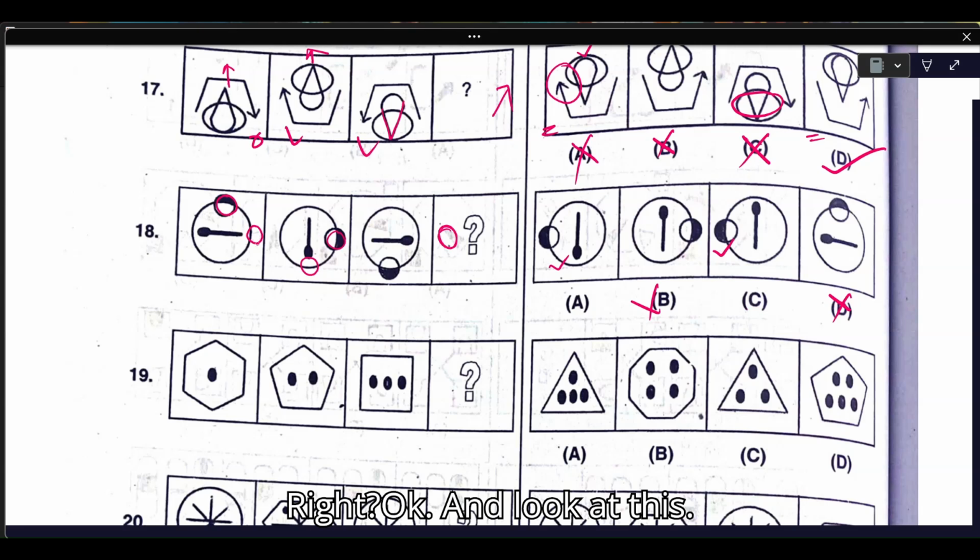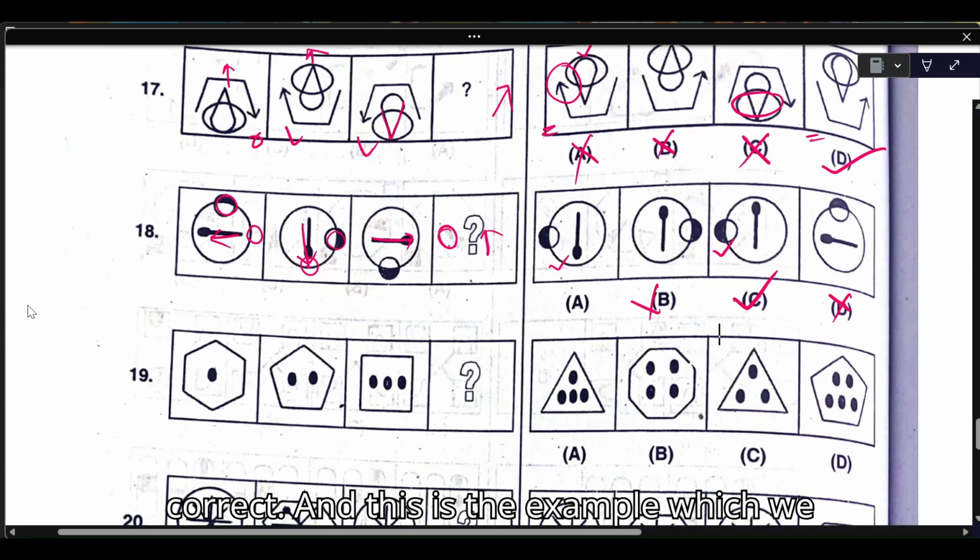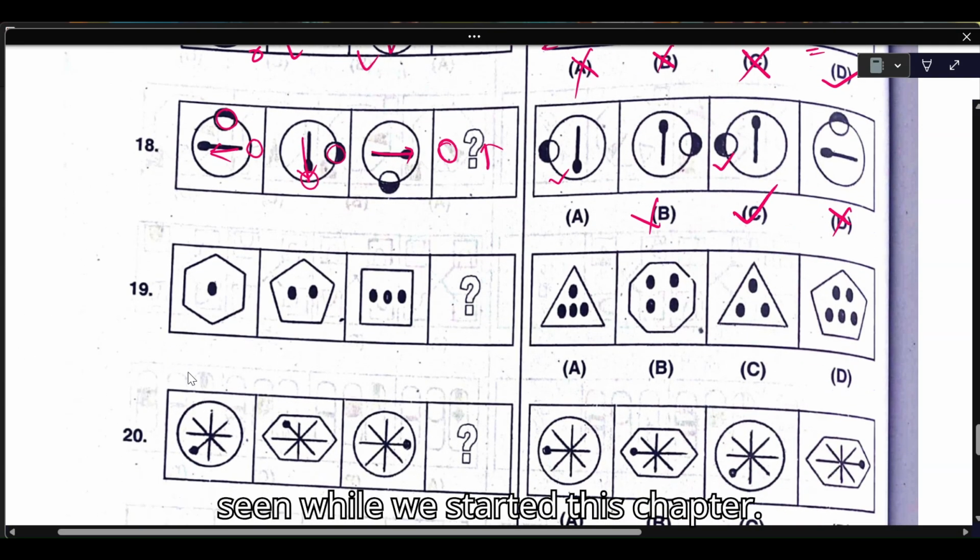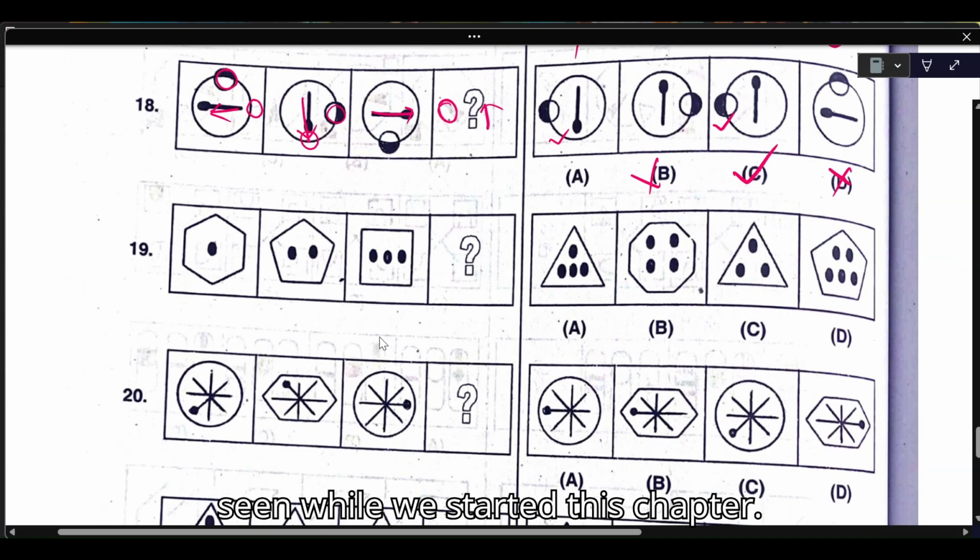Okay. And look at the position of the spoon. This is at left and left became down, down became right, right becomes up. So up is there in C and that is correct. And this is the example which we saw when we started this chapter.